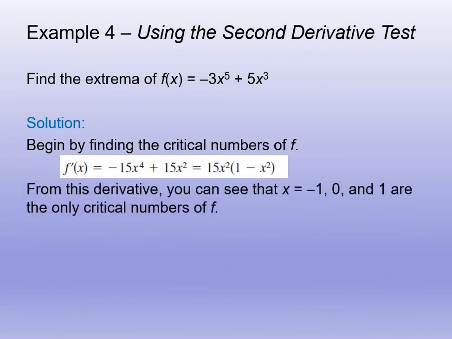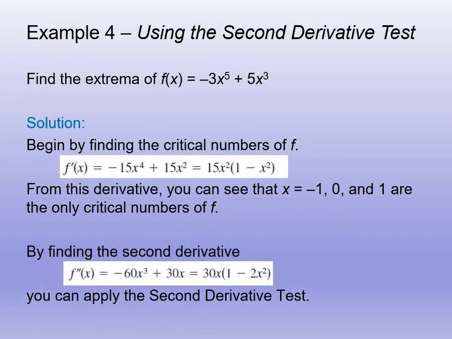So we can see that from the derivative, we can calculate the critical numbers are negative 1, 0, and 1, right? Because we set 15x squared equal to 0, and we set 1 minus x squared equal to 0, and we solve for x in both cases. So that's how we get negative 1, 0, and 1. That's using the first derivative test there to find the critical numbers.